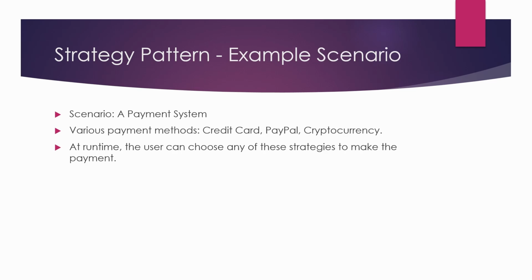Let's look at a real-world example, a payment system where users can choose from multiple payment methods such as credit card, PayPal, or cryptocurrency. At runtime, the user selects a strategy and the system processes the payment accordingly. This dynamic selection of strategies is the essence of the strategy pattern.